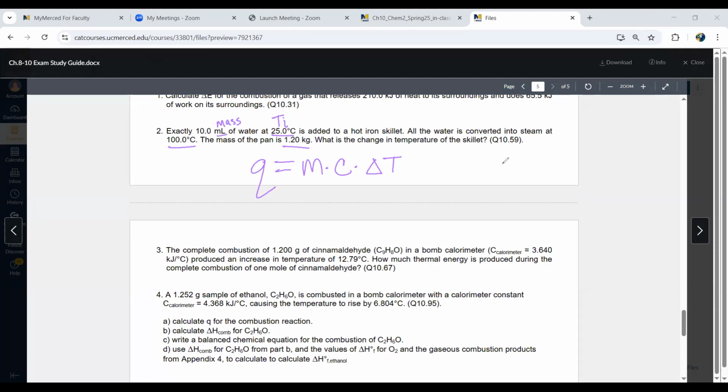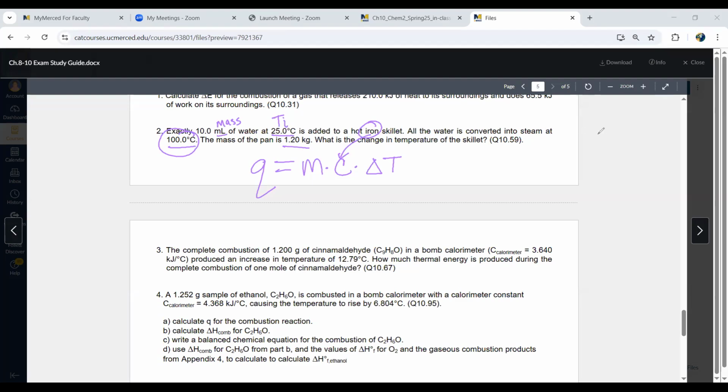And what you need to know is how much heat the skillet can hold. How much heat can the skillet hold? And it's iron, so you would need to find the heat capacity of iron. And you have the final temperature. Okay, so you need to look up the heat capacity of iron.